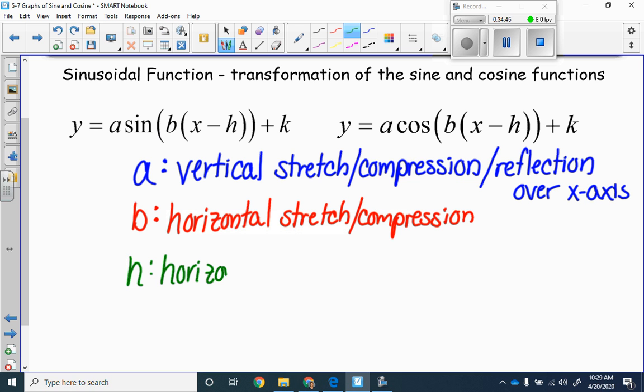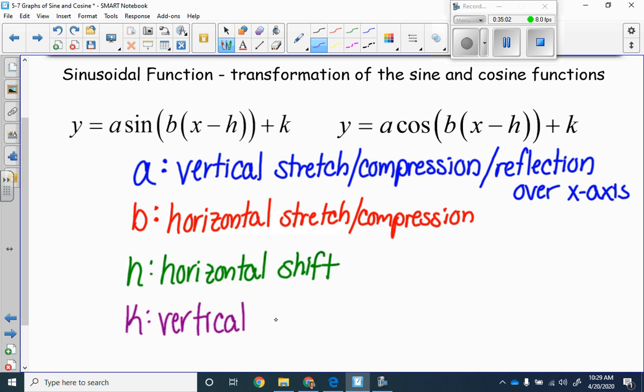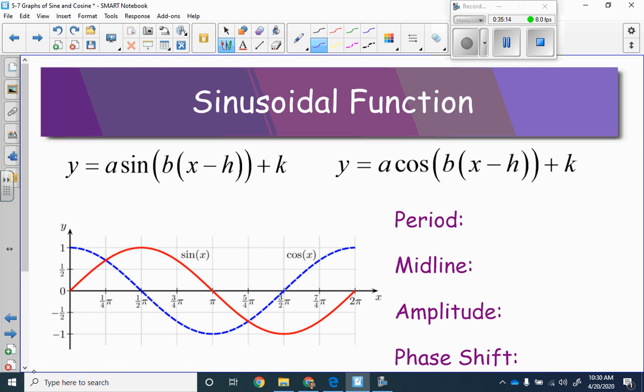So whether we are going to the right or whether you're going to the left. And then lastly, we have K, which is your vertical shift. Now, these four things right here have a direct effect on the amplitude, on the midline, on the period, and things like that, which leads me to here.